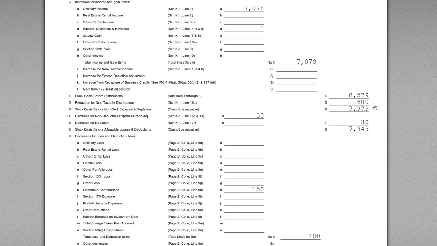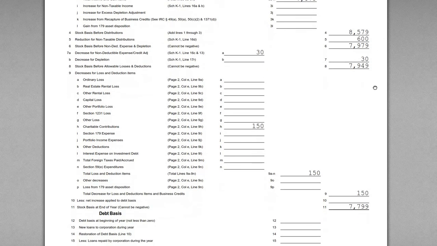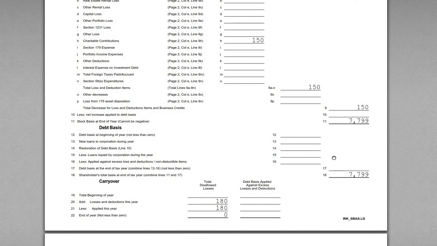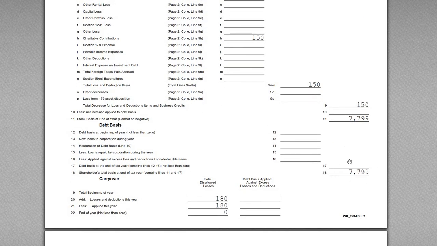He gets a reduction in basis for $600. That's the amount of cash he received during the year. And then there's also a decrease in basis for his allocation of non-deductible expenses and his allocation of the charitable contributions. So John's basis at the end of the year is $7,799.